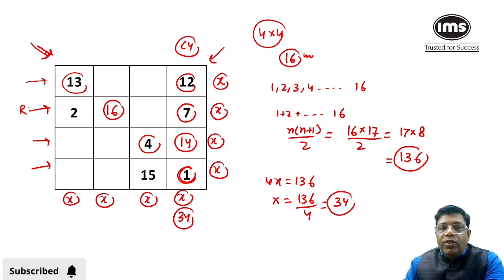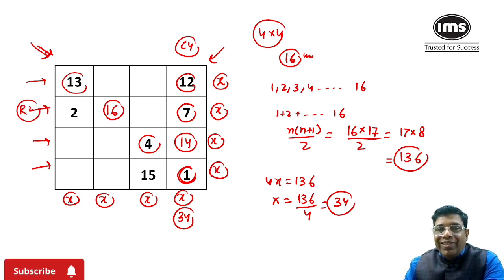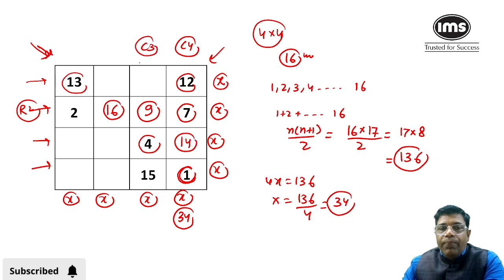Now you can analyze row number 2. 2 plus 16 is 18, plus 7 is 25, and 9 makes 34. Now look at column number 3. 15 plus 4 is 19, 19 plus 9 is 28, and 28 and 6 has to be 34. Now you can add row number 1. 13 plus 12 is 25, 25 plus 6 is 31, 31 plus 3. So 3 will come over here.